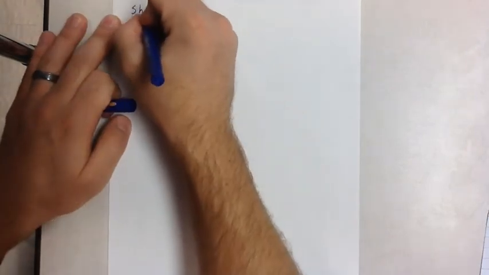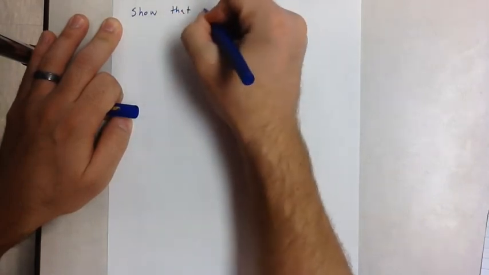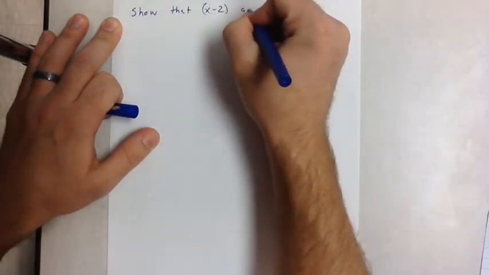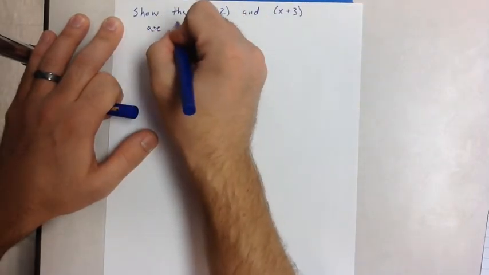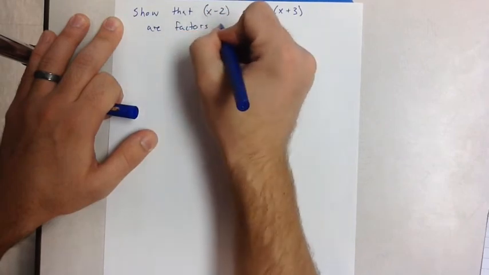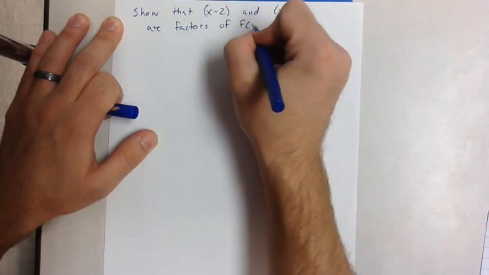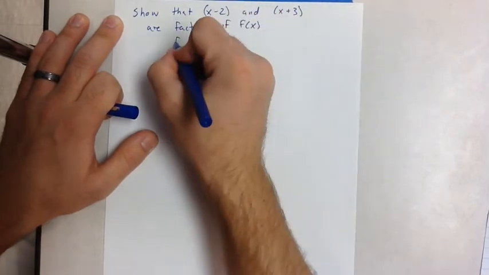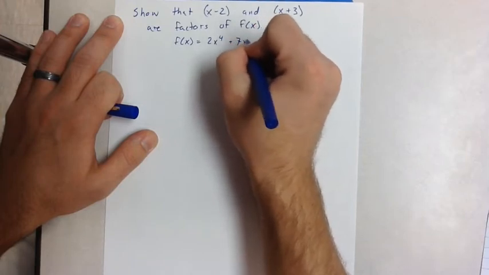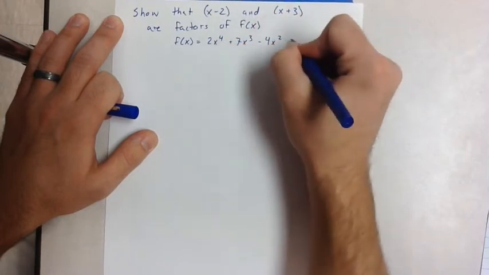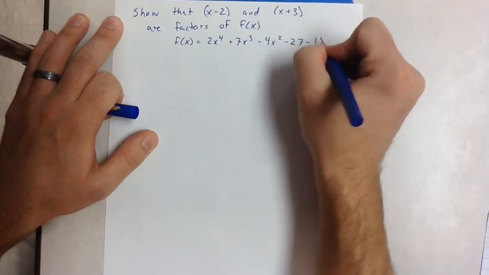Let's say we have this scenario. So it's going to be a different request. Show that x minus 2 and x plus 3 are factors of f of x. And our function is this polynomial: 2x to the power of 4 plus 7x cubed minus 4x squared minus 27x minus 18. Okay, so we want to show that these are factors.